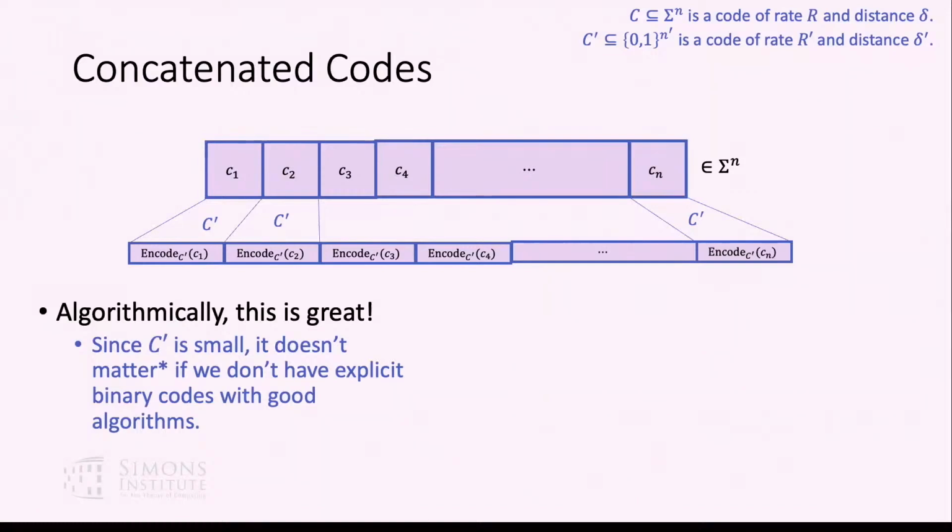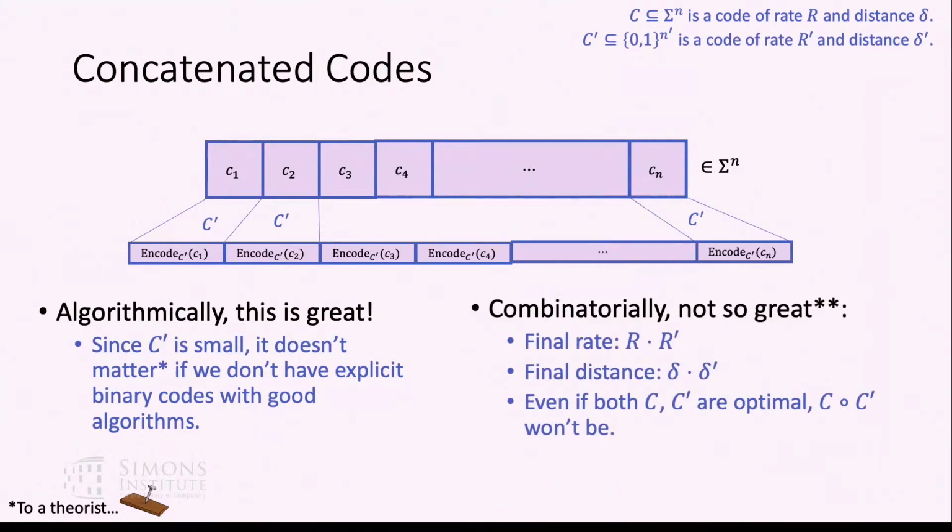Okay, so algorithmically, this seems great, right? In terms of decoding algorithms, even if I don't have any explicit constructions or any good algorithms in the parameter regime that I want for these binary codes C prime, if they're small enough, then brute force counts as efficient. I see some people saying, theorists. Yes, I know. Good, even to a theorist. Open problem: make that better.